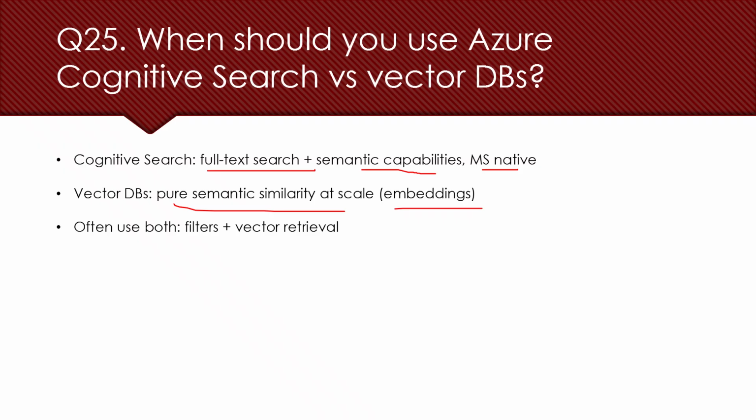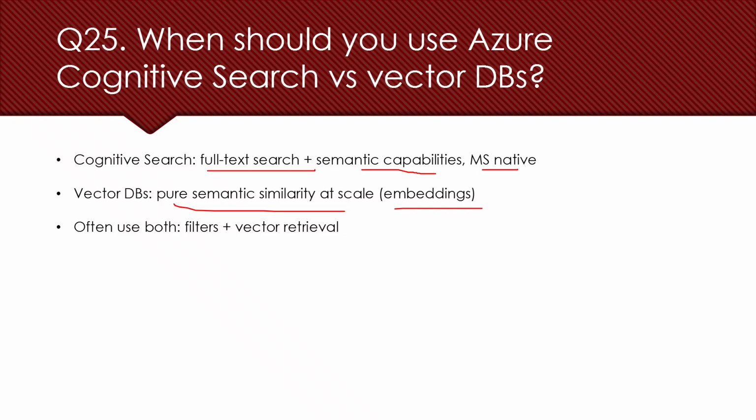So in simple words, Azure Cognitive Search provides a powerful, fully managed search platform with full-text indexing, facets, filters, and optional semantic ranking. Vector databases, or vector DBs, excel at semantic similarity queries using embeddings. A common pattern is to use filters and metadata in Cognitive Search to narrow the candidate set, then run semantic retrieval via vector search to rank the top items.